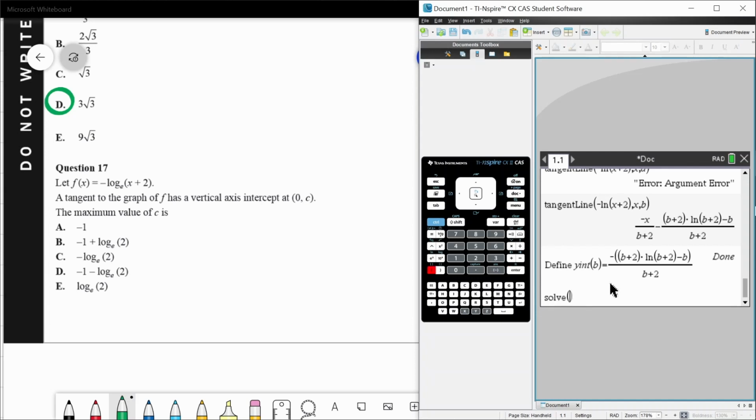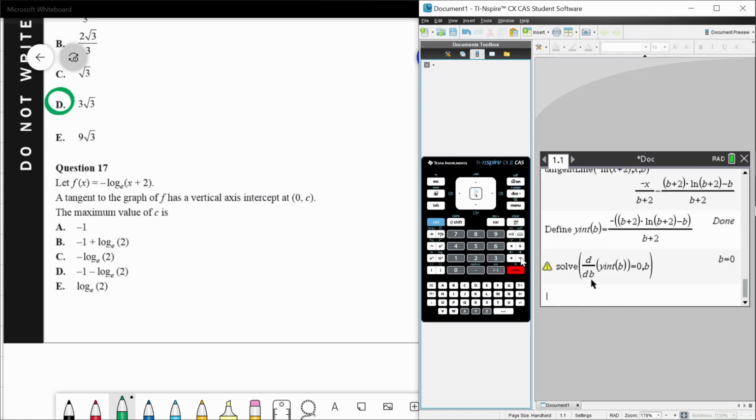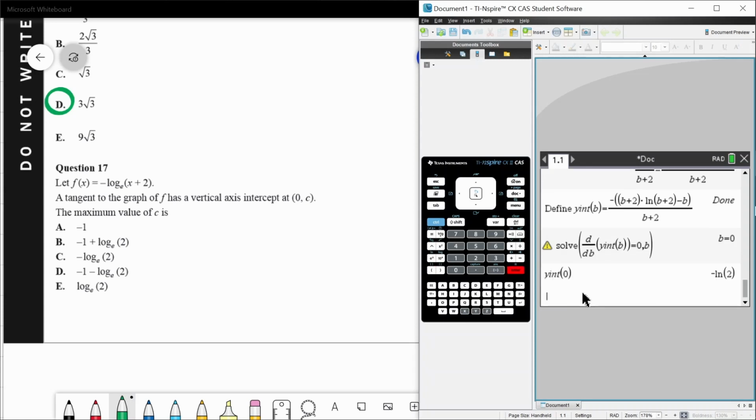So we're going to solve where the derivative of this thing, y-int of b, with respect to b is equal to 0, comma b. We got b equals 0. So let's see what happens at y-int at 0, and we get negative natural log of 2. So that looks like it's option C over there.